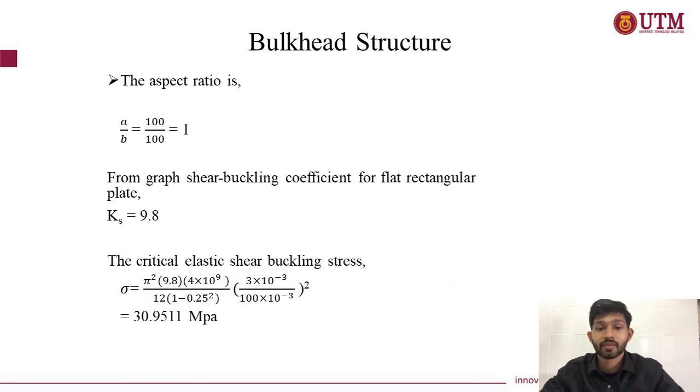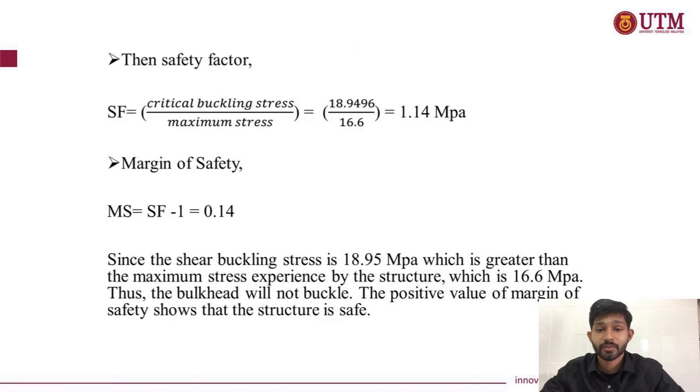The structure is safe. Next, the step is repeated for the bulkhead structure, and the aspect ratio is 1, and we refer to the graph, we get the Ks value is 9.8, and the critical elastic shear buckling stress is 30.9511 megapascal, and the safety factor for the bulkhead is 1.14, and the margin of safety is 0.14. And since the shear buckling stress is greater than the maximum stress experienced by the structure, thus the bulkhead will not buckle. The positive value of margin of safety shows that the structure is safe.